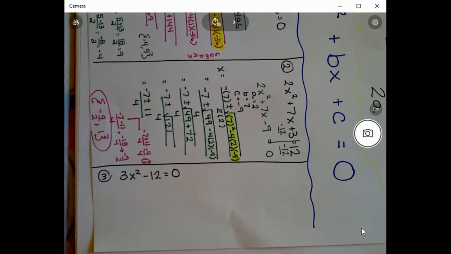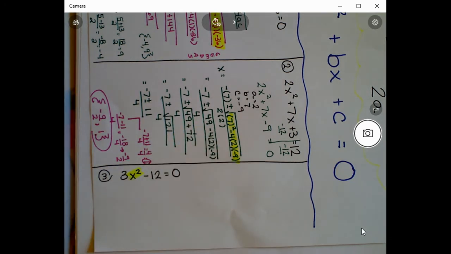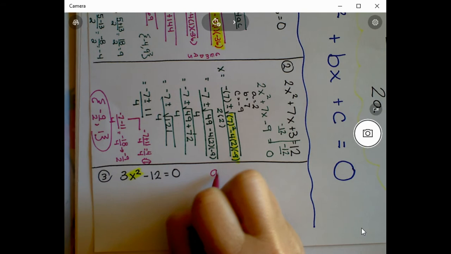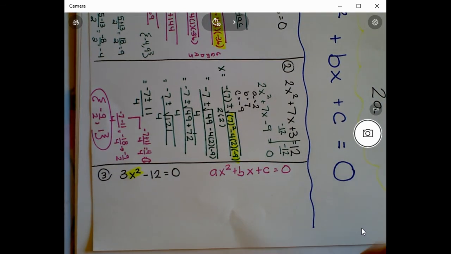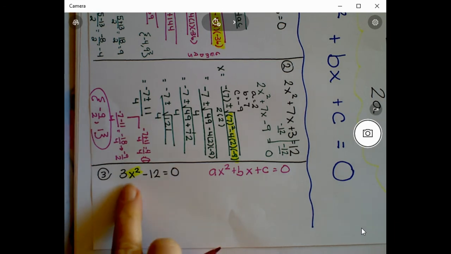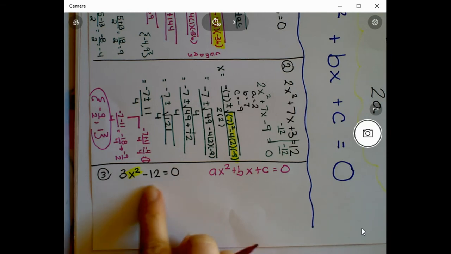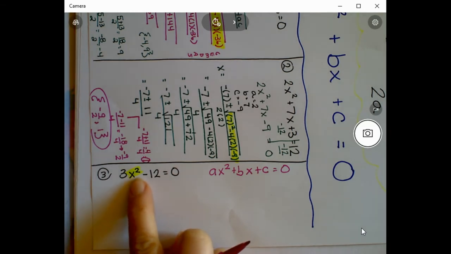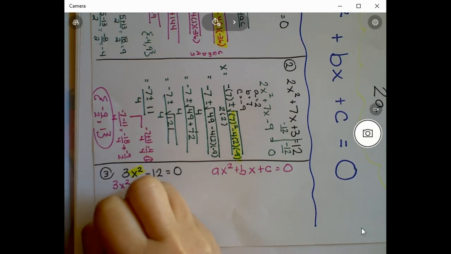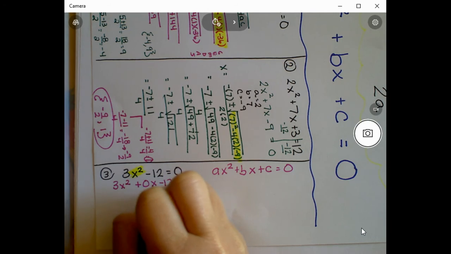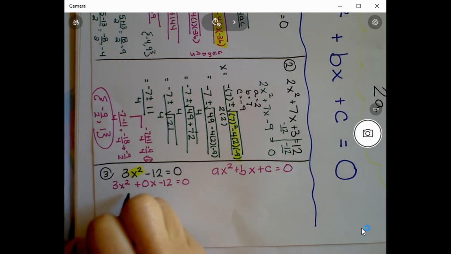This one is a quadratic equation because we have our x squared term. But interestingly, when the standard form is ax squared plus bx plus c equals 0, we're kind of missing something. We have our x squared term, we have our constant, and it's equal to 0. But we're missing that middle term. So it might help for you to write it like this. 3x squared plus 0x minus 12 equals 0. All right, now we can determine a, b, and c.